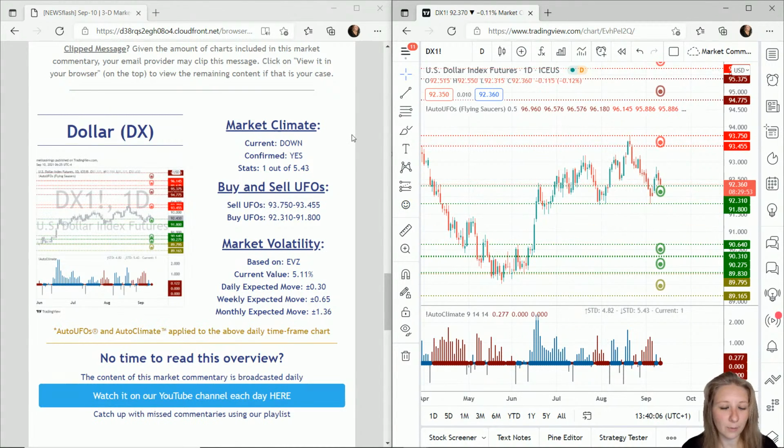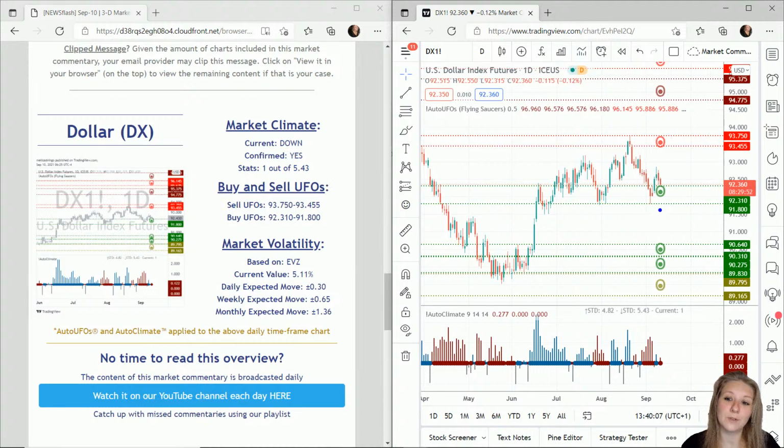Now with the dollar, we have a bit of an interesting situation because we have a downwards climate, so a thick red dot, probability to the downside. Usually this market would go down for 6 candles, rounding that up. We're on candle number 1. So that tells us we still have room for it to go down based on what usually happens.